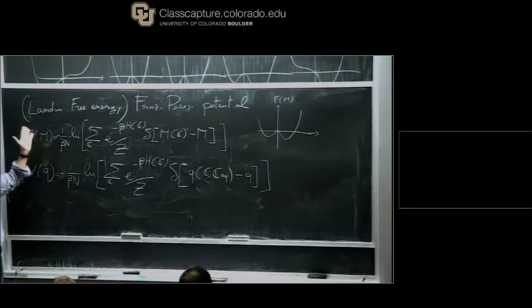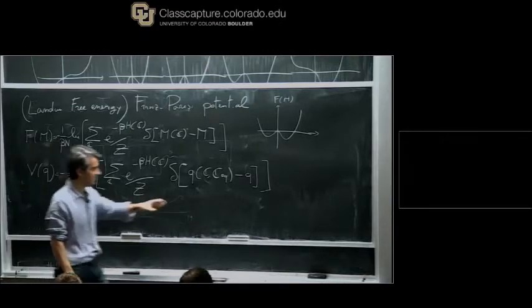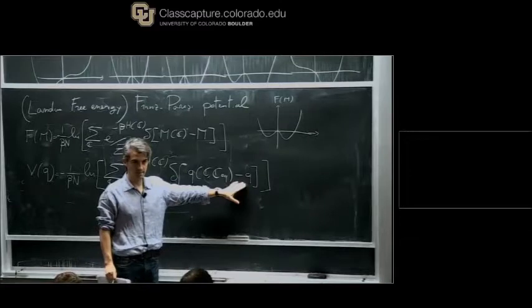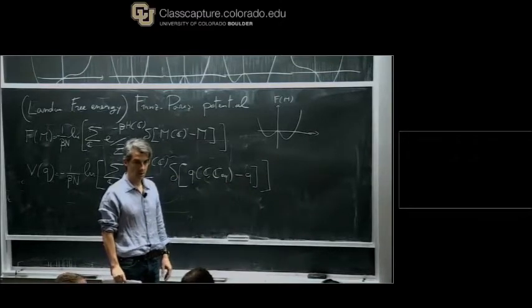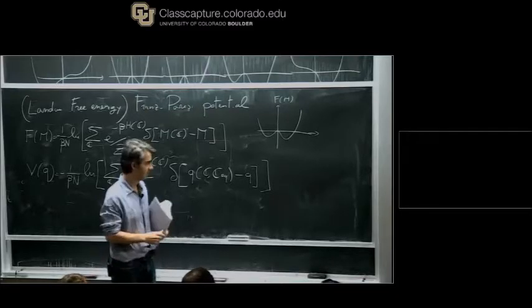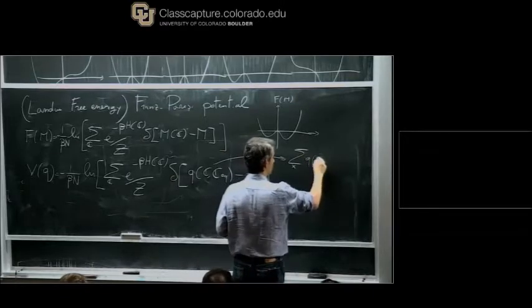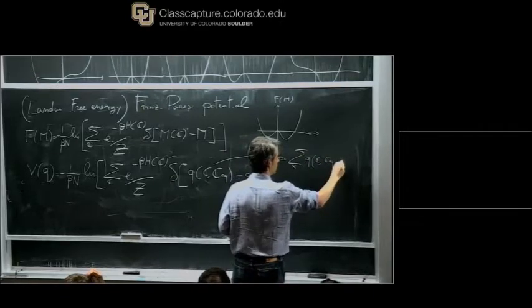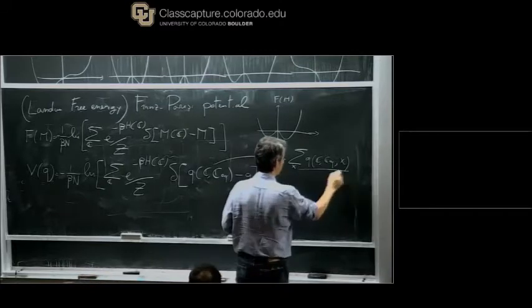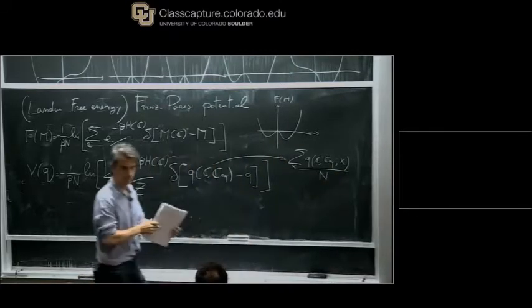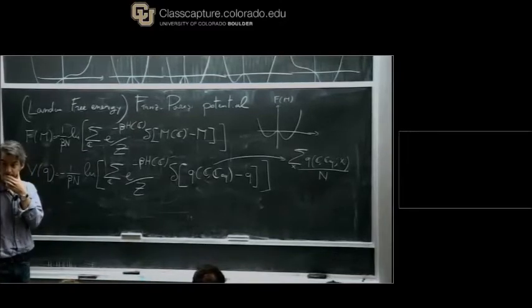It's really the equivalent. If the order parameter is what I'm saying, then the equivalent of the Landau free energy is this. It's how much it costs to have a certain value of the order parameter Q. Question? Yeah. Is the overlap in the whole space? Yes. This one is, let's say, the sum over x of Q of C, C equilibrium at x, divided by N. Other questions?